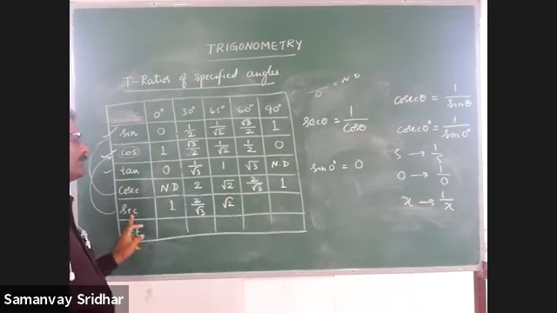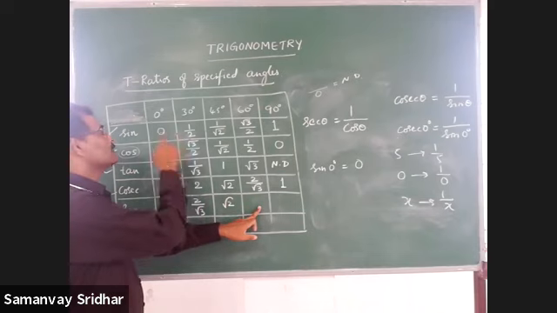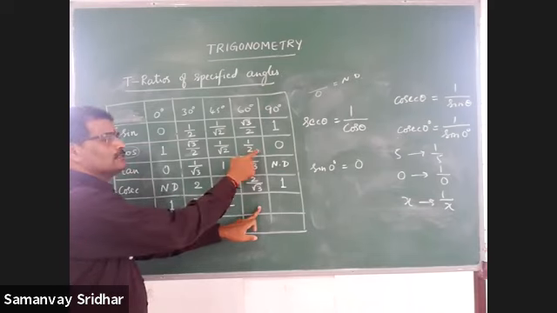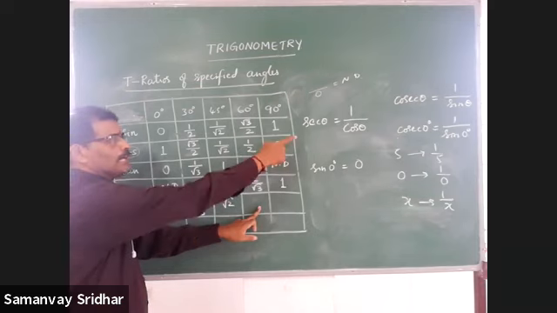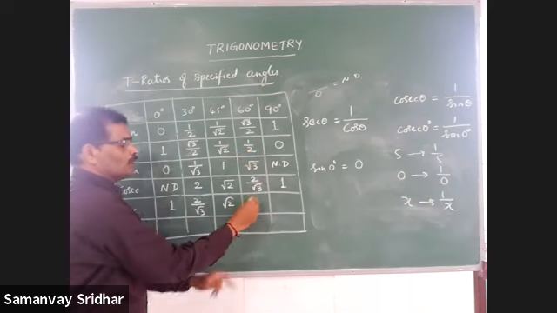Right? Secant 60 degree is how much? Secant 60 degree is nothing but the reciprocal of cos 60 degree, because secant theta is 1 by cos theta. Secant 60 is the reciprocal of cos 60. Therefore, that's what, 2.